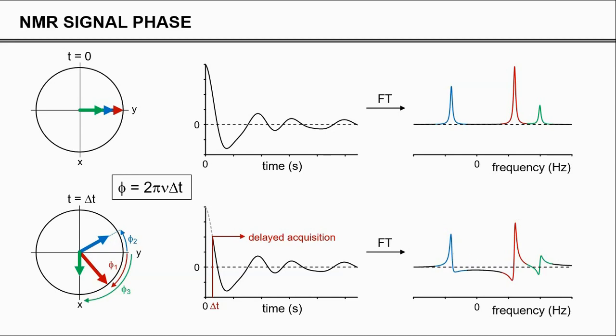Now, you can correct this with the so-called linear or first order phase correction. I would generally recommend against it, because it can lead to baseline oscillations, and it's better to design the experiment in such a way that you don't have a delayed acquisition.